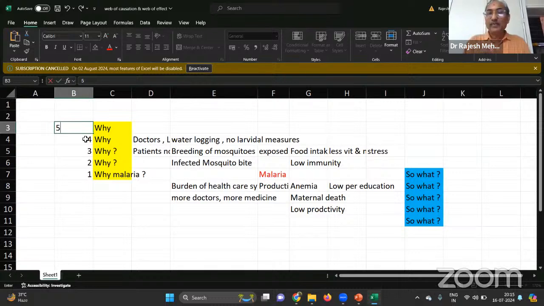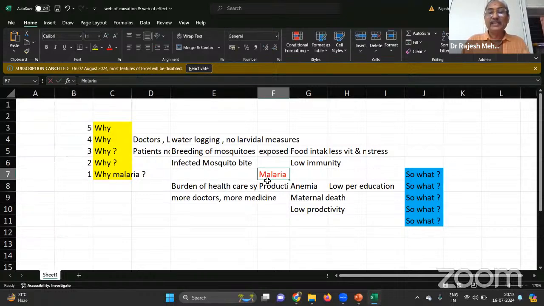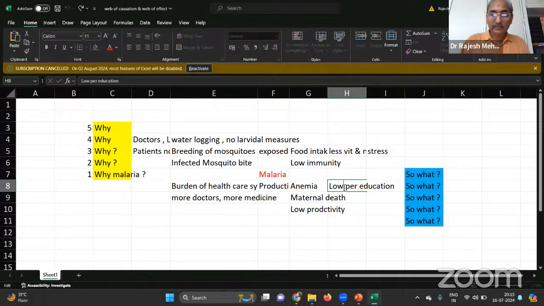Now, not only this web of causation, now web of effect. What will happen if there is malaria? In case of malaria, you replace with typhoid, replace with diabetes, and then find out comparatively which one is more affecting the population. So malaria will be a burden on the healthcare system. The productivity will be reduced. It will lead to anemia. It will lower the education level.